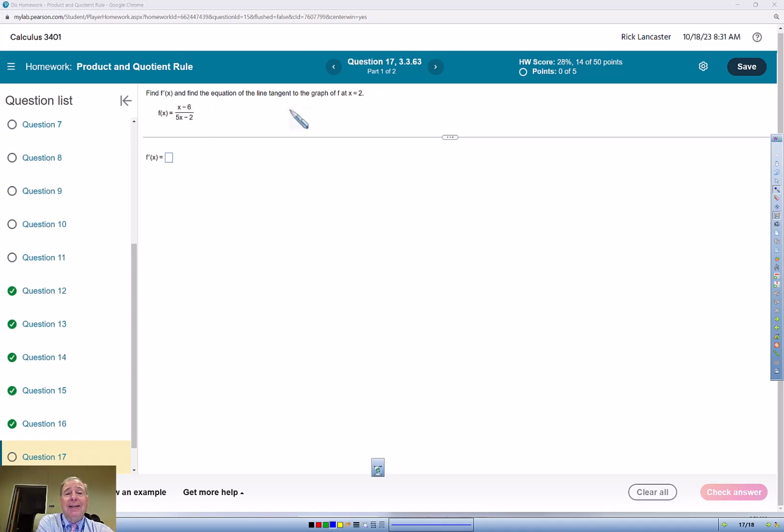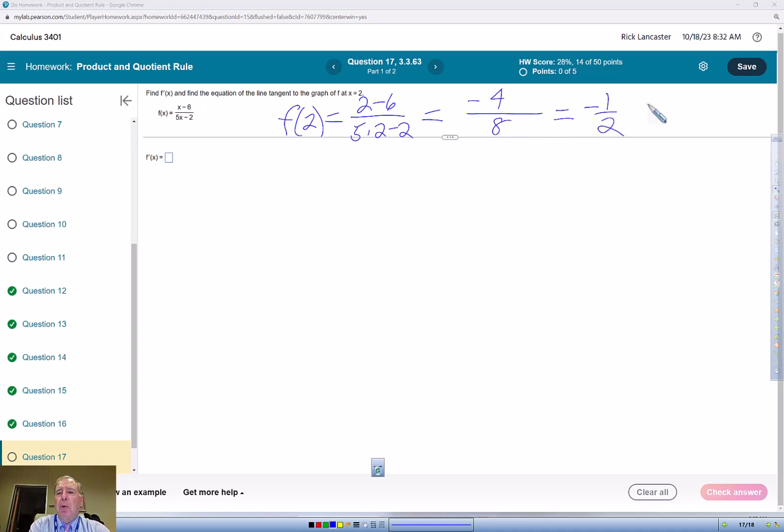I know I'm going to need a y value, so I'm going to go ahead and evaluate the function at x equals 2. 2 minus 6 over 5 times 2 minus 2. 2 minus 6 is negative 4. 5 times 2 is 10. Minus 2 is 8. So this looks like negative 1/2. So my point, when I go to use the point slope form, is going to be (2, negative 1/2), x1, y1. So we've got the point.